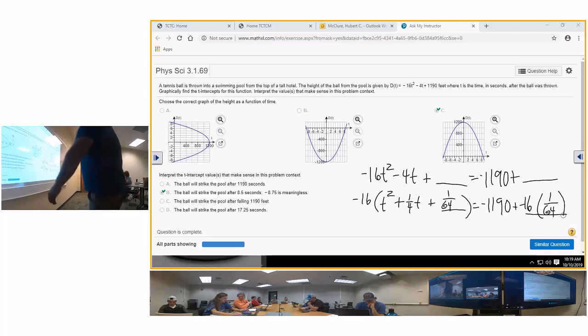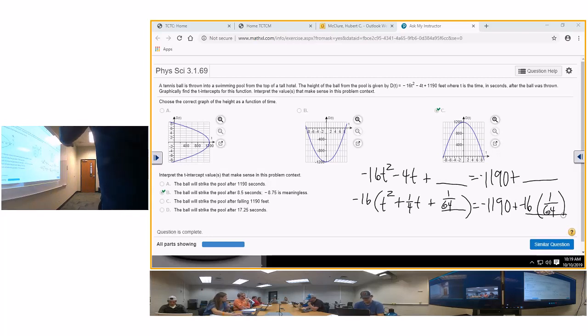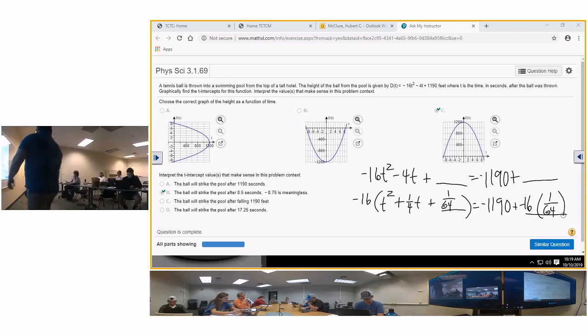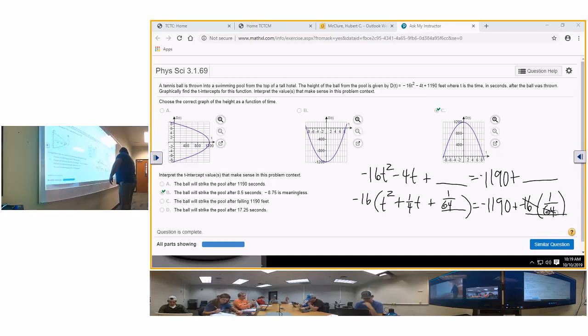Okay, so that's going to give us, first of all, 4 divided by 16 gives us 1/4. 1/4 divided by 2 is 1/4 times 1/2, which is 1/8. 1/8 squared is 1/64. How many times will 16 go into 64? 4 times. So that'll be negative 1190.25. Can y'all handle that? See, I love fractions.